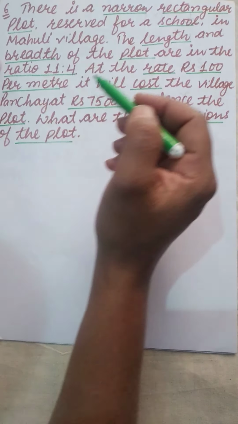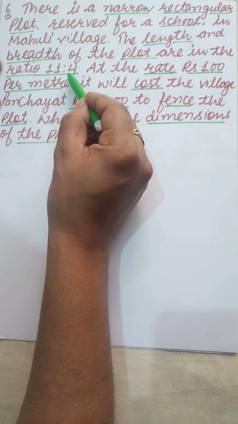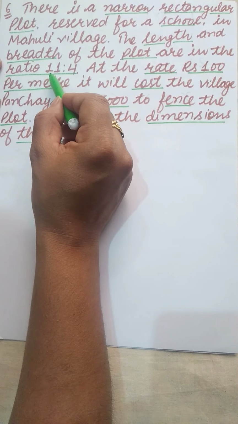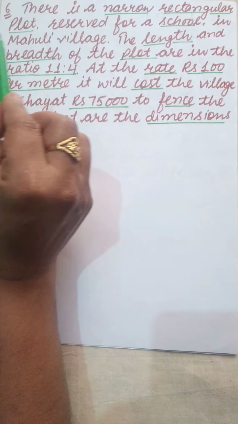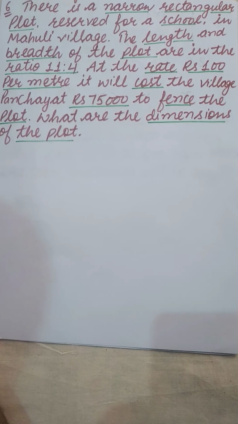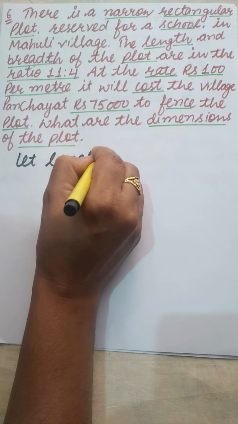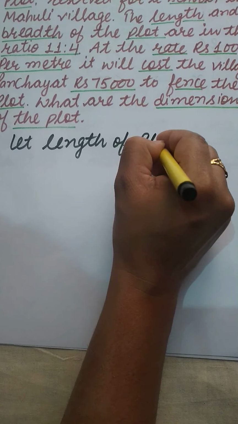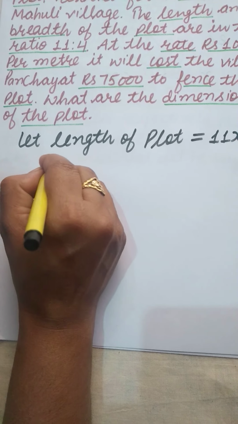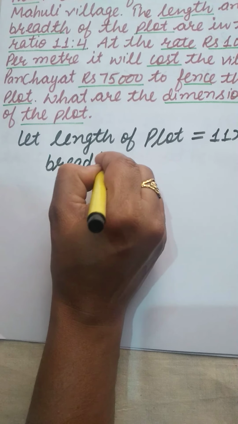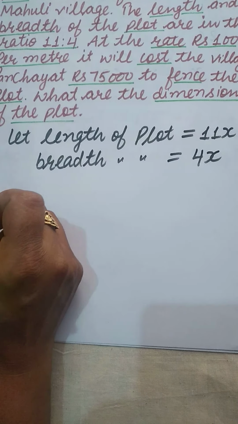As given in the question, the length and breadth of the plot are in the ratio 11:4. So firstly we will take the length of the plot as 11x and the breadth of the plot as 4x. So let length of plot be equal to 11x, breadth of plot be equal to 4x.